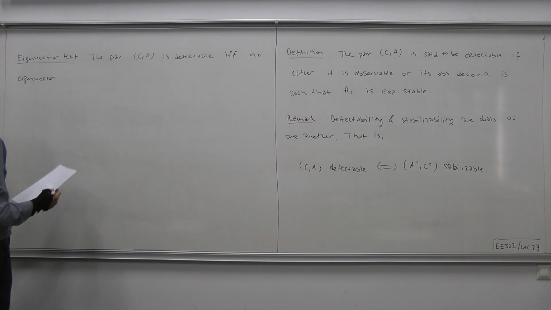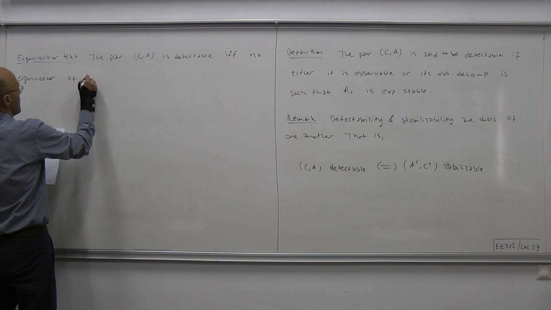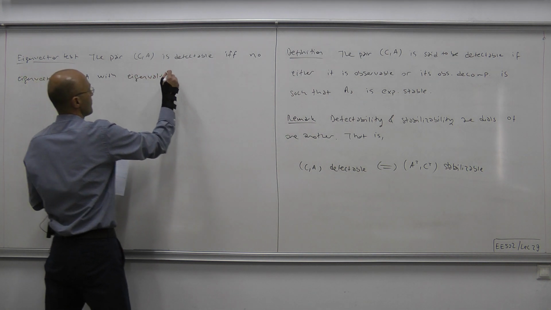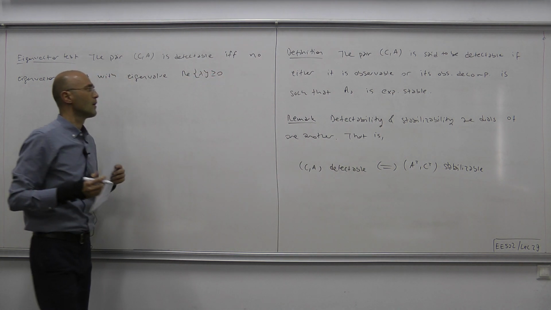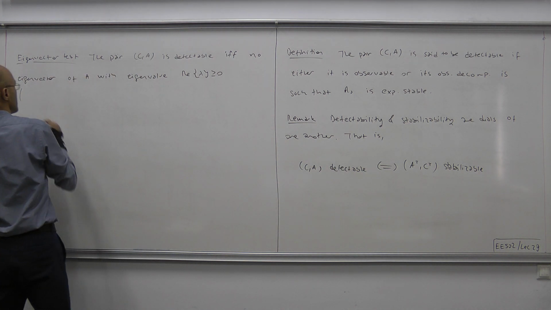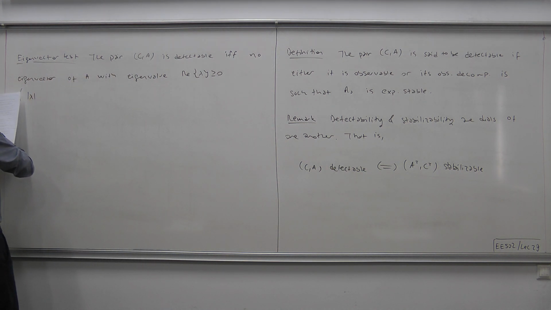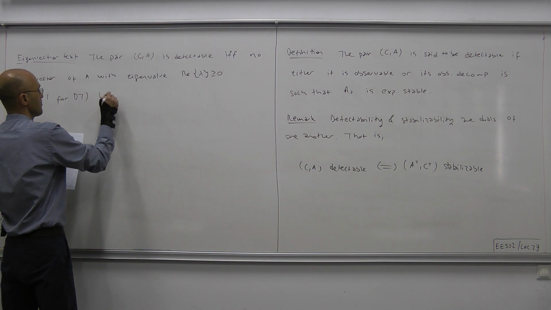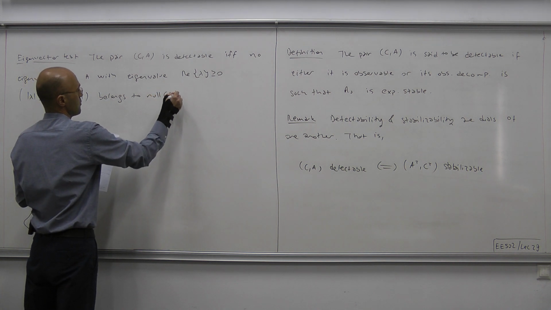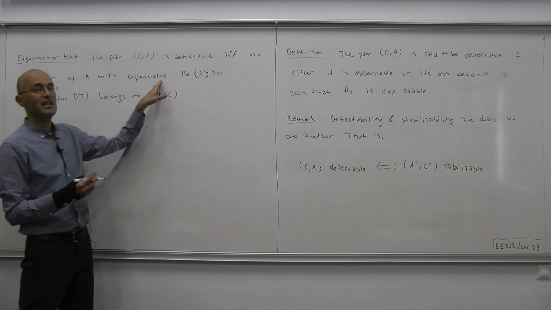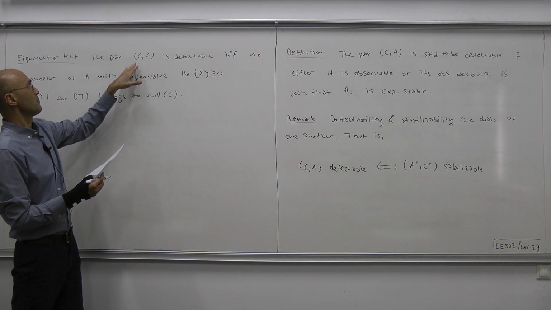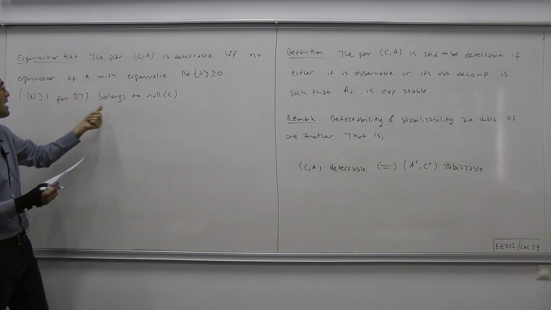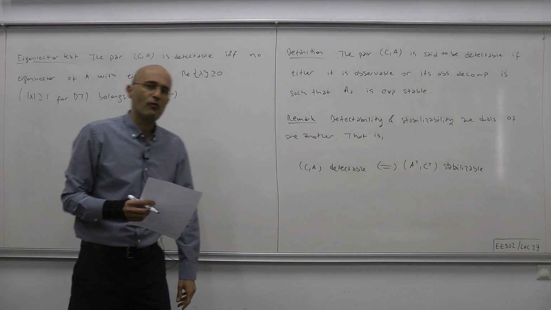So the pair CA is detectable if no eigenvector of A with eigenvalue real part greater than or equal to 0, and that can be translated to discrete time as the magnitude greater than or equal to 1 for discrete time systems, belongs to the null space of C. Note that if we forget about this eigenvalue constraint and consider the condition that no eigenvector of A belongs to the null space of C, that's our test for observability.